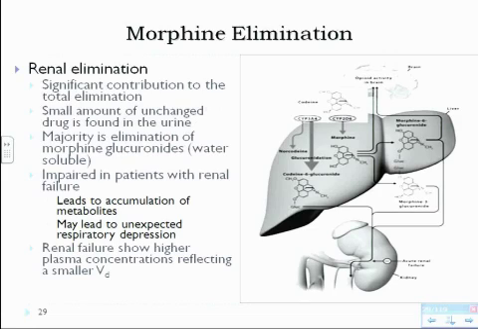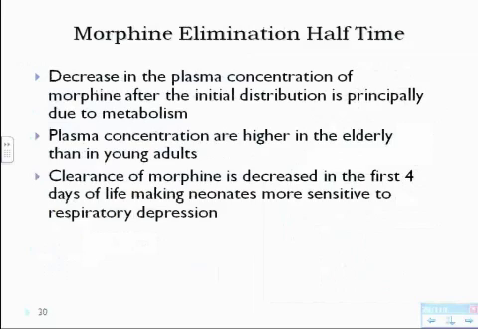Small amounts of unchanged drug are found in the urine. The majority is the morphine glucuronides, the 3 and the 6. So if you have patients with renal failure, that leads to accumulation of the metabolites and may lead to unexpected respiratory depression. And renal failure shows higher plasma concentrations, reflecting a smaller volume of distribution in individuals. Your morphine elimination time decreases in the plasma concentration.